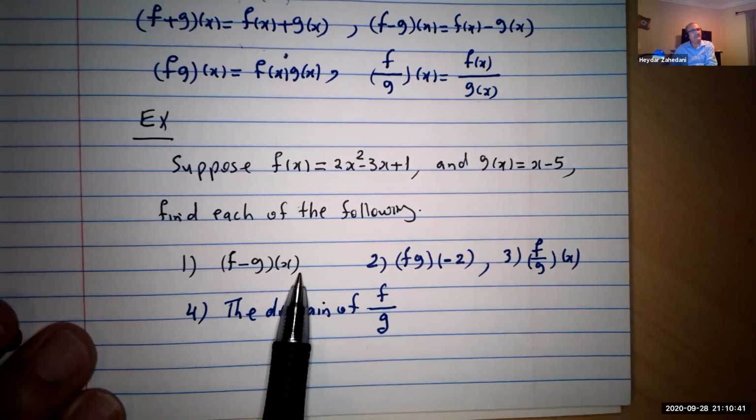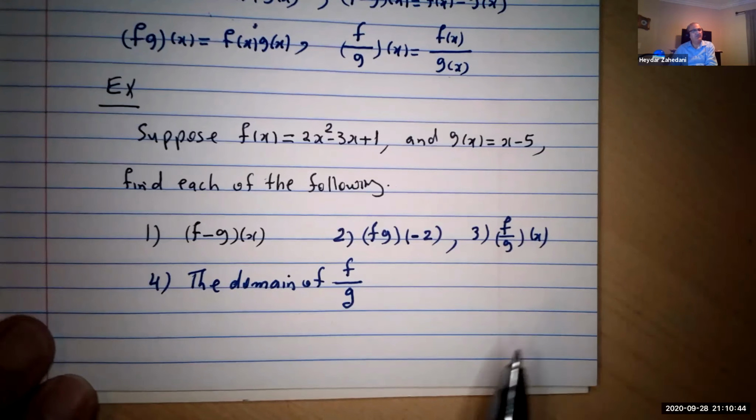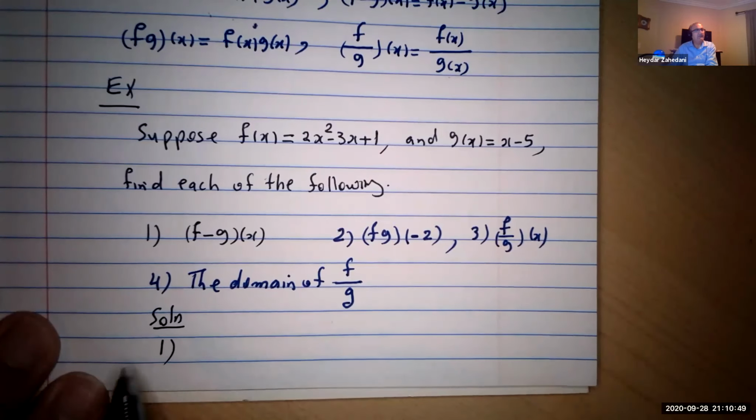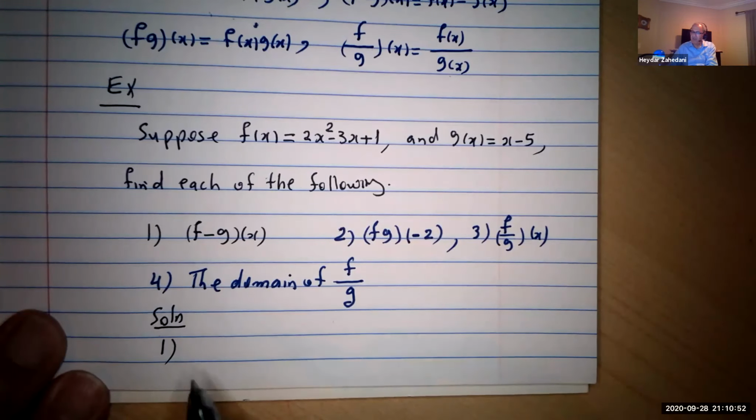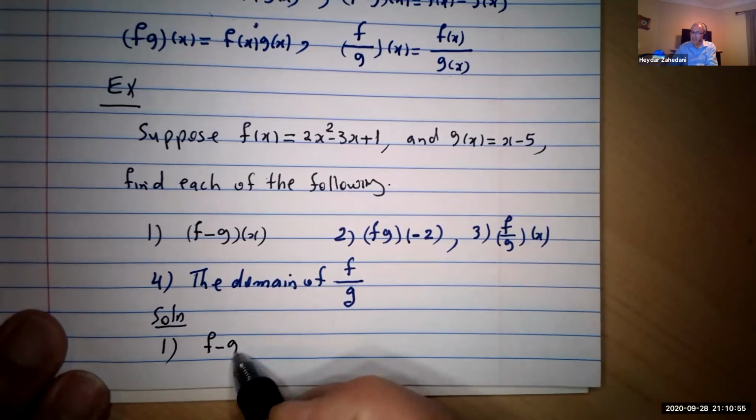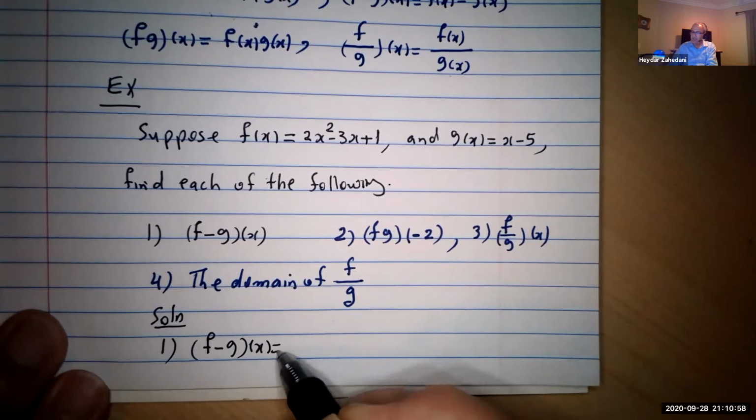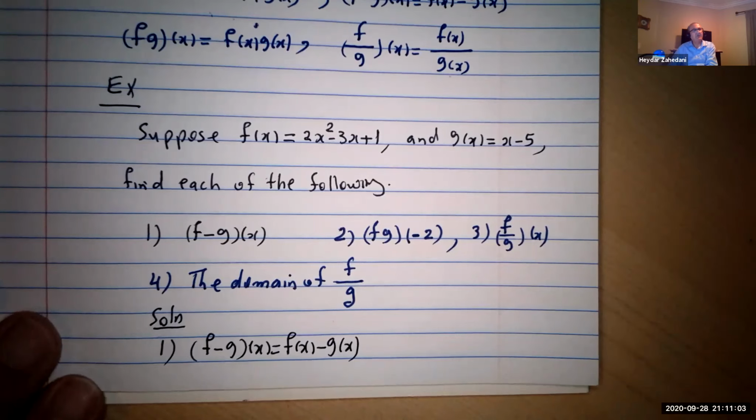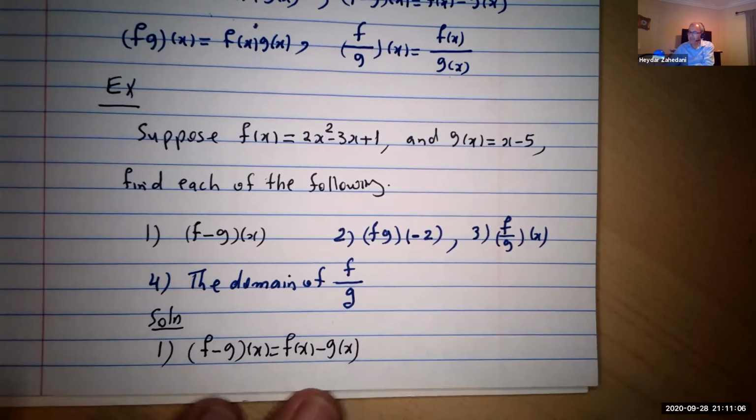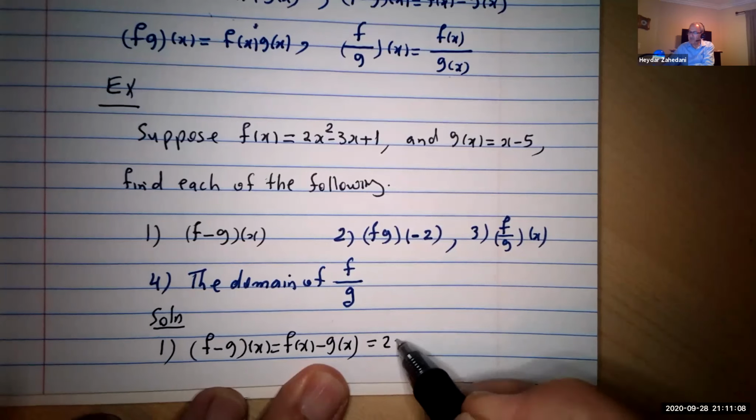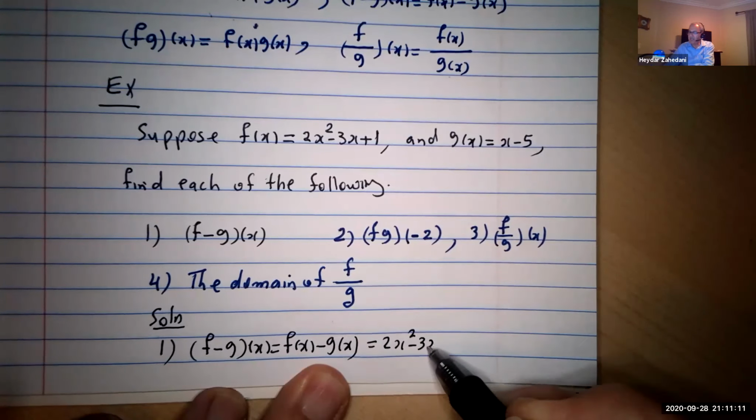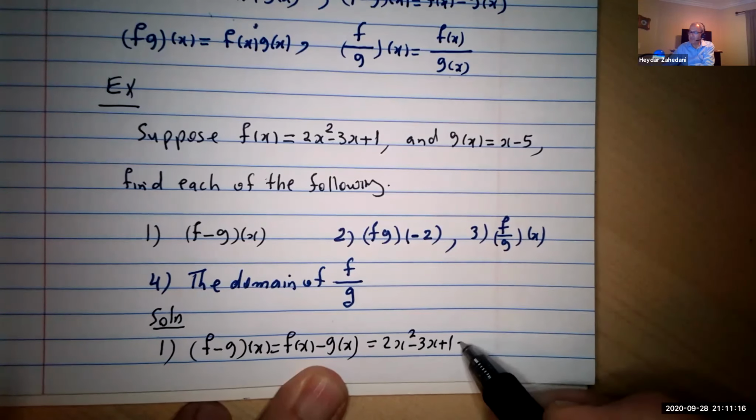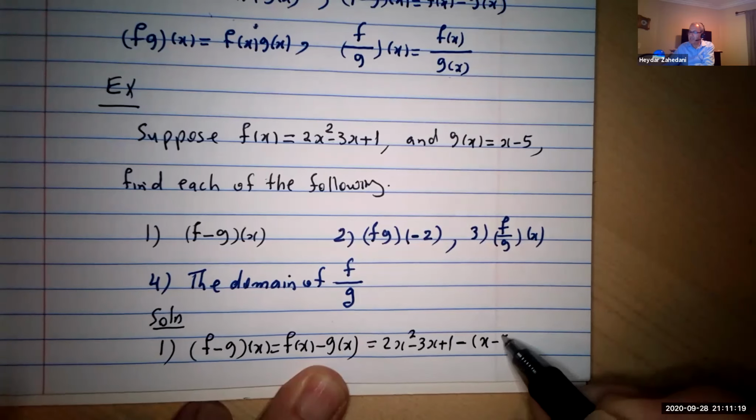It's just a difference, so you have to bring the functions and find the difference. Okay, solution. So we go with the first one. f minus g at x is simply f of x minus g of x. This is the definition. You bring these expressions down and simplify. So f of x is 2x squared minus 3x plus 1, minus g of x. Make sure to open up the parentheses: minus, x minus 5.